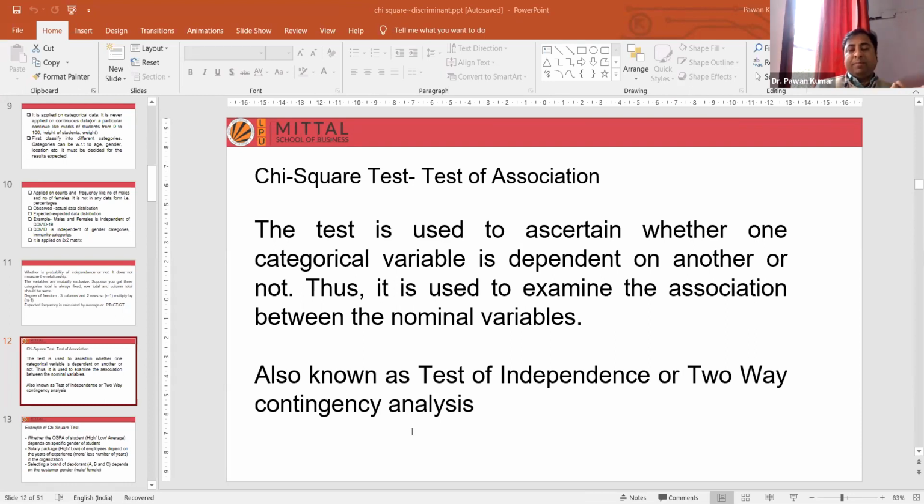For example, I took the example of the color of cosmetics and the age of women. Whether there is any association between the age of the woman and the color of the lipstick. That is a marketing example. Or whether there is an association between the type of cold drink and the gender. Type of cold drink means, say, Coca-Cola, Pepsi, or Maaza, and gender means males and females. So here you can also go for the chi-square test.